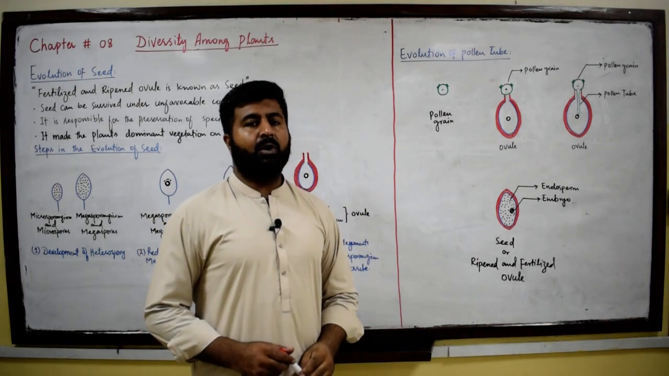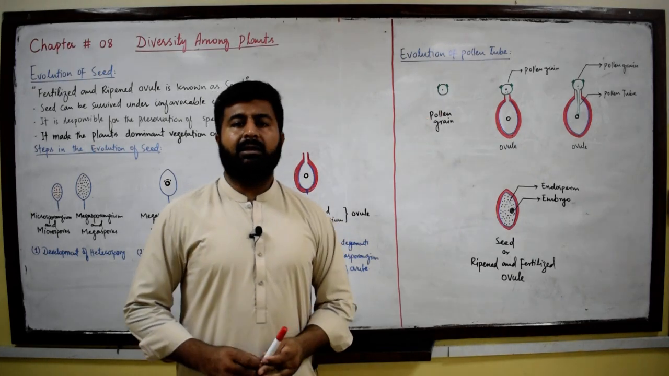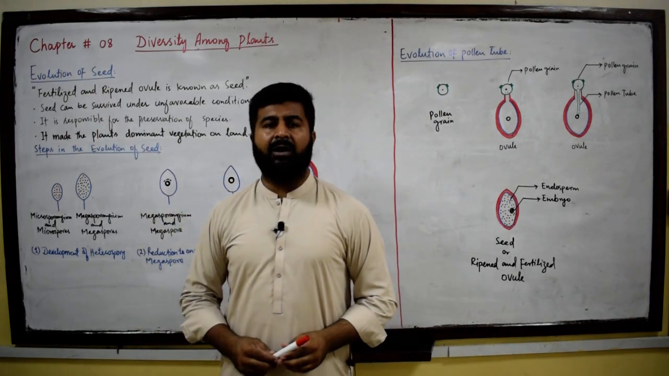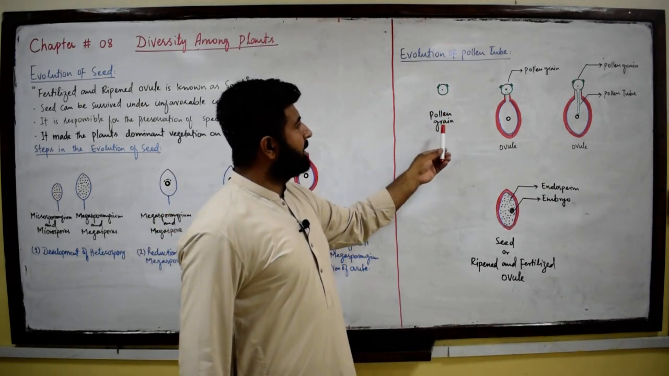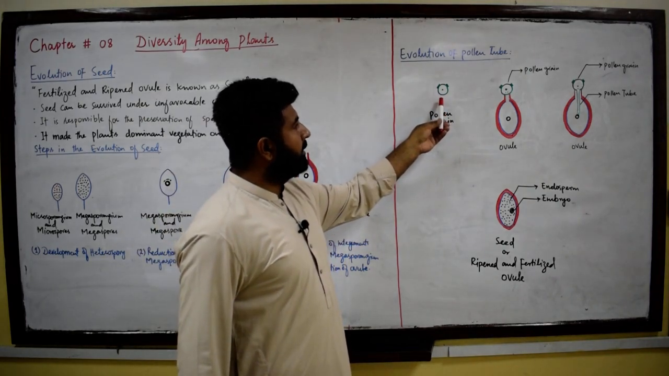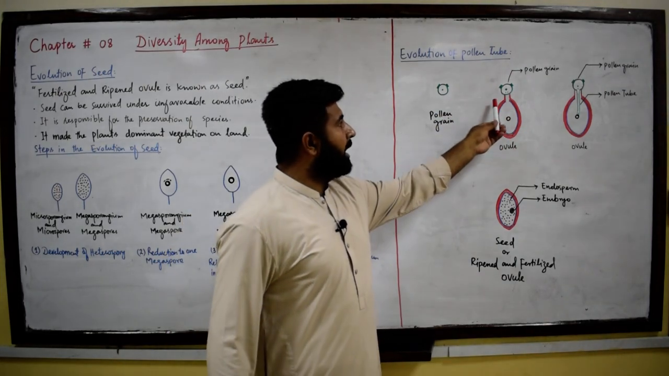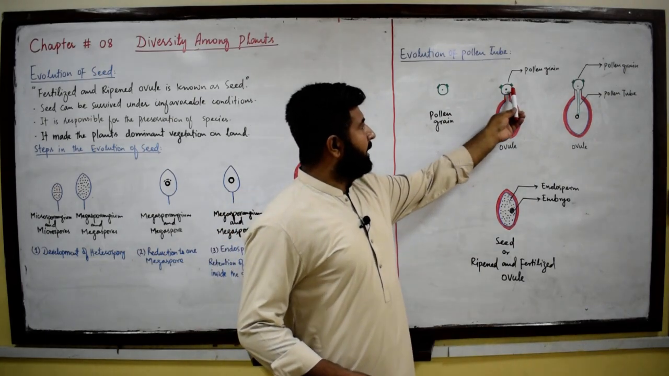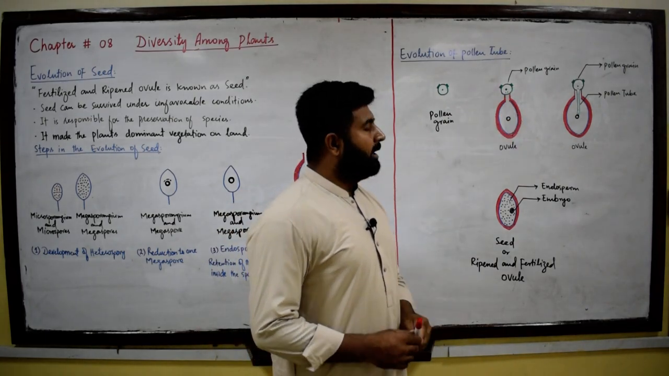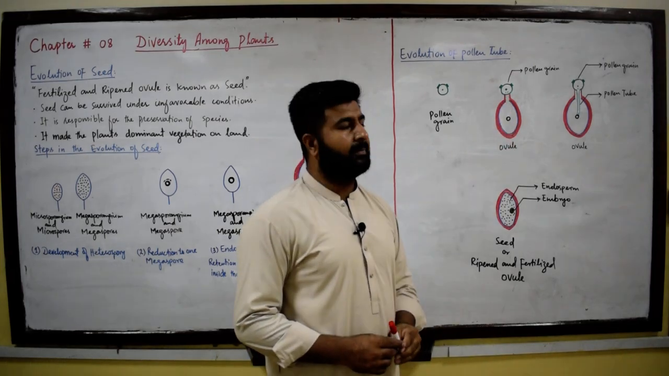Evolution of pollen tube. The pollen tube evolved parallel with the evolution of the seed. This is the pollen grain. When the pollen grain flows towards the ovule, or integumented megasporangium, it lands on an opening in the ovule. This opening is known as micropyle.